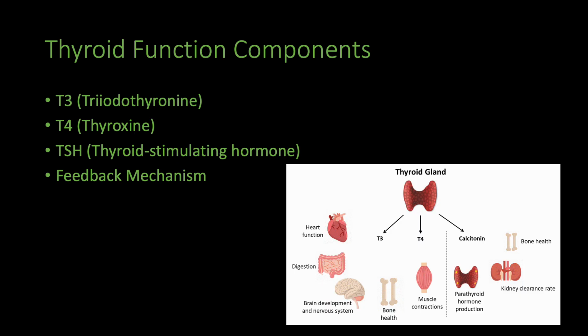So basically, the first thing you should understand is what the thyroid is. What does it do? Why is it important? The thyroid gland has three main components here: T3, T4, and calcitonin, and they all play a role in regulating heart function, digestion, brain function, bone health, kidney clearance rate, and also parathyroid hormone production.